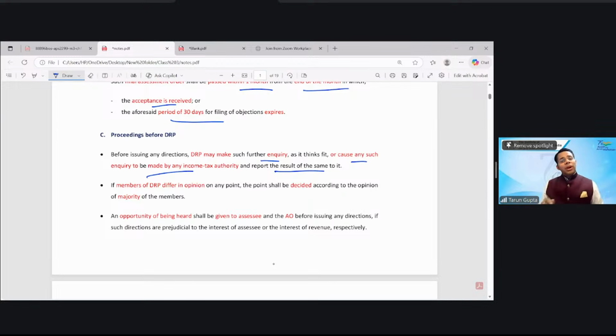So if the members differ in their opinion, then the final decision shall be taken on the basis of majority. An opportunity of being heard shall be given to the SSC and AO, audi alteram partem, means principle of natural justice. No person can be punished unheard. Then the opportunity shall be given to the SSC and to the AO as well before issuing any direction, if the direction is prejudicial to the interest of SSC or of revenue respectively.